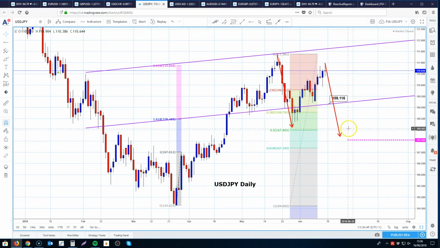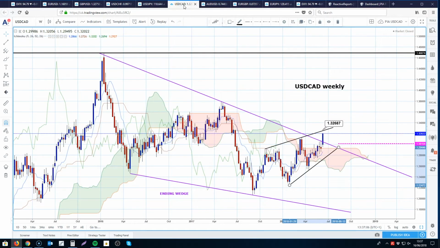so AB equals CD would take us down to 107.70, and we've got bespoke support at 107.54. So at the moment, mildly bearish, but only for a move down towards this level, and then we'd look for bulls to reappear in dollar yen.